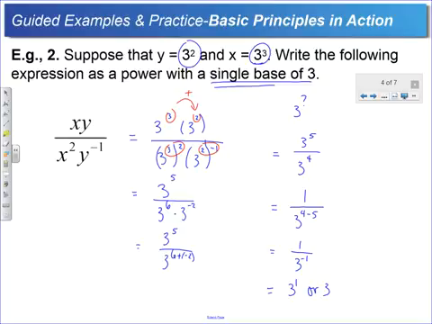Alternatively, we could have done that differently. We could have said that's equal to 3 to the 5 minus 4. So none other than 3 to the 1 or 3.